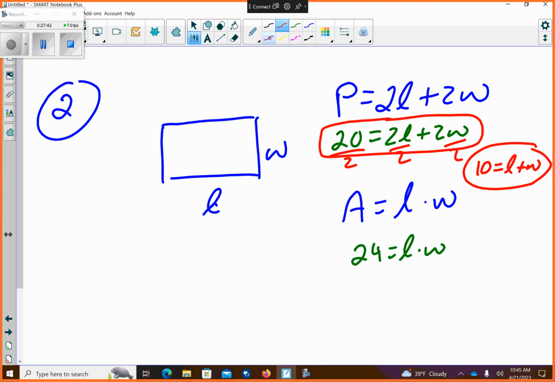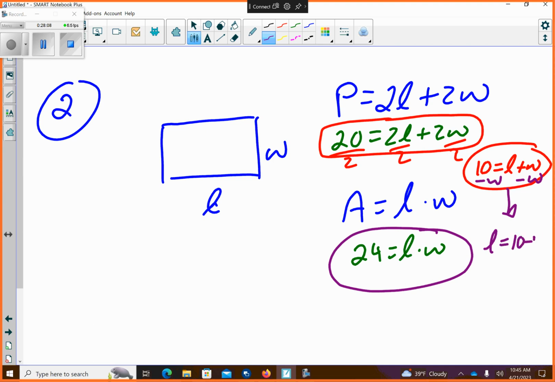Okay. Now, I'm going to go to this equation. So, if I were to modify this, let's see. Nick, should I have L equals or W equals? Your choice. L equals. So Nick chose L, so I'm going to subtract W from both sides here. So I'm going to get L equals 10 minus W. So I modified that top equation.